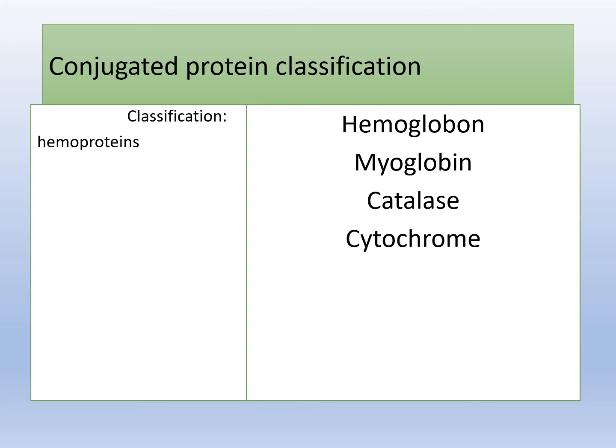Cytochrome. Cytochrome is basically an electron carrier. I will just introduce the electron carriers once we reach our discussion on metabolism, most especially the electron transport chain. So cytochrome is very important in metabolism. That's it.